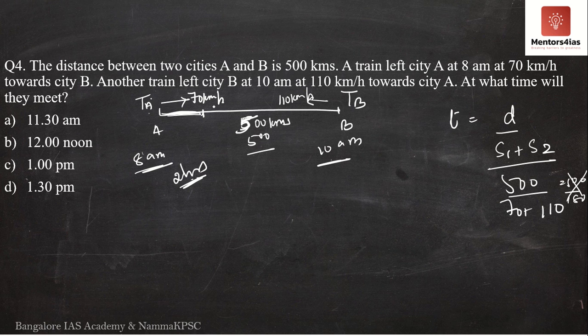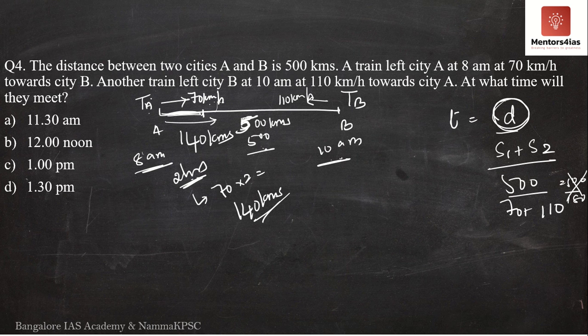What is the question saying? Train A travels at a speed of 70 kilometers per hour, meaning in 1 hour it covers 70 kilometers. In 2 hours, it would have covered what distance? 70 into 2 equal to 140 kilometers. Meaning by 10 a.m., this train A would have covered 140 kilometers. Therefore, when train B starts to move towards city A, the distance is no longer 500. It has been reduced by 140 kilometers. So the distance that we have to take here is 500 minus 140, that is equal to 360 kilometers.